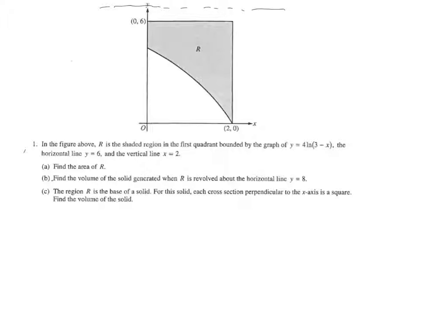For C, R is the region of the base of a solid, and the cross-section perpendicular to the x-axis is a square. Find the volume of the solid. So again, because you're going perpendicular to the x, you're going to integrate with respect to x. And really the key part on this one is identifying and realizing that this line, that red line I just drew in, would represent the side of one square.